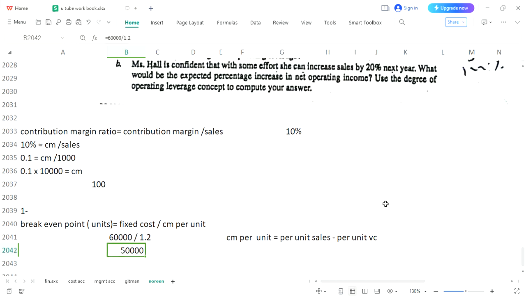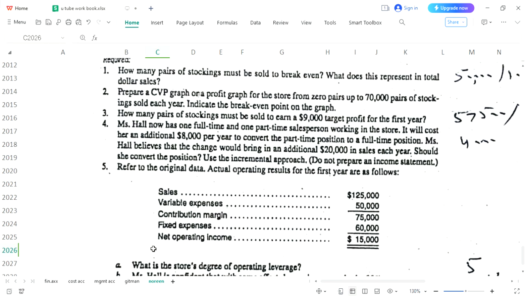Now let's calculate 60,000 divided by 1.2. So we get 50,000 units, which is our break-even units. First we have calculated this, and this is our answer. Let's go back and see. First was break-even units, and the answer 50,000 is written over here.